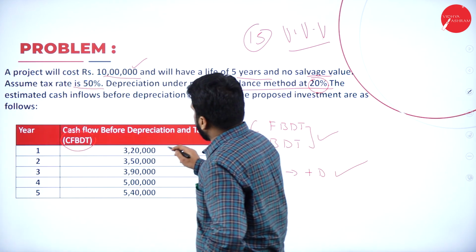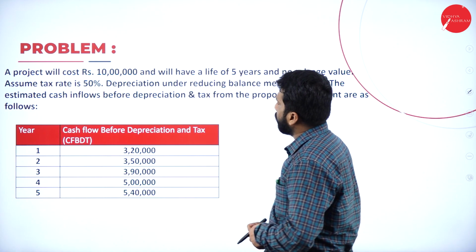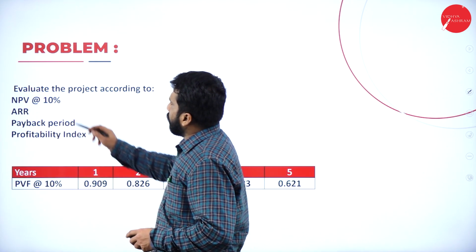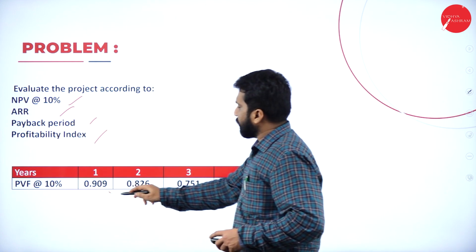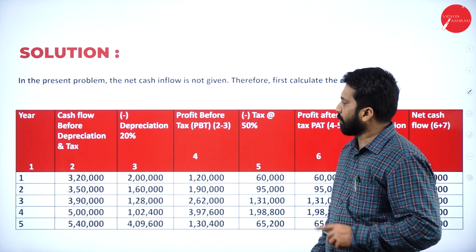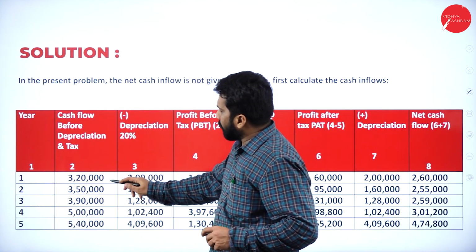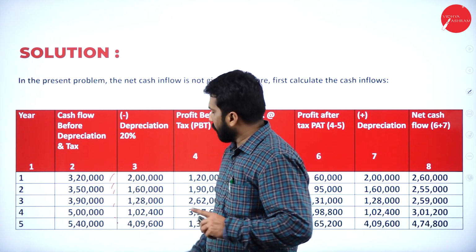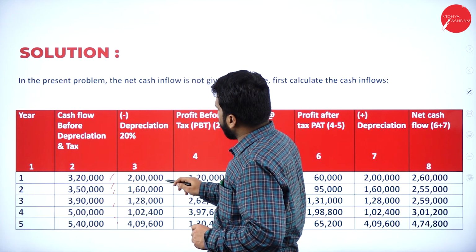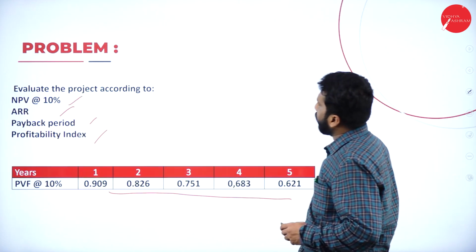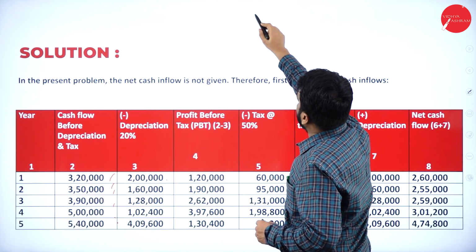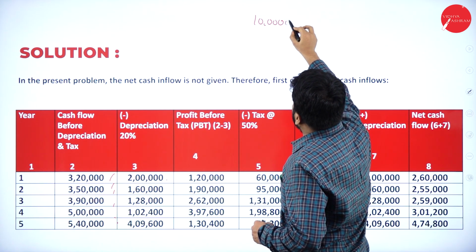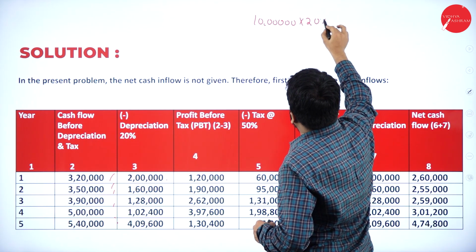Now, all these are given. Now, you calculate NPV, ARR, payback and profitability. These are the PV factors they have given. Now, see, whatever they have given, we have written. Then depreciation, it is reducing. What is your investment? 10 lakh. 10 lakh is your investment. 10 lakh into 20%. How much is it?